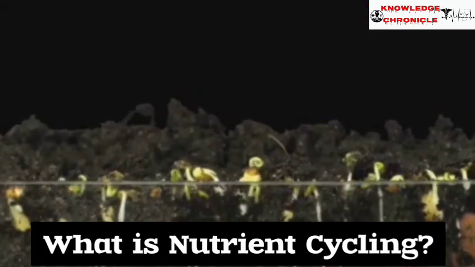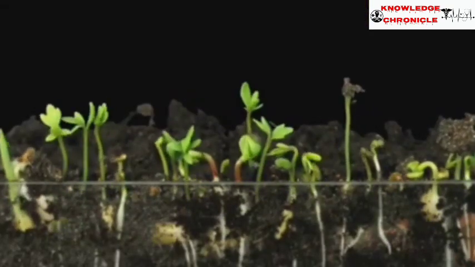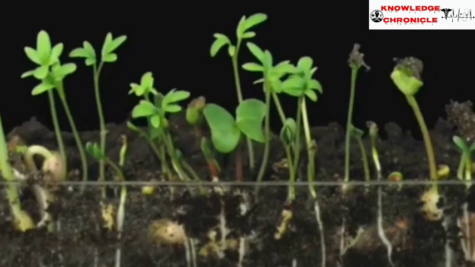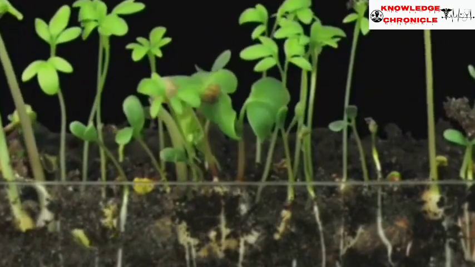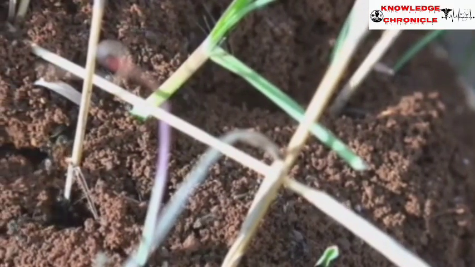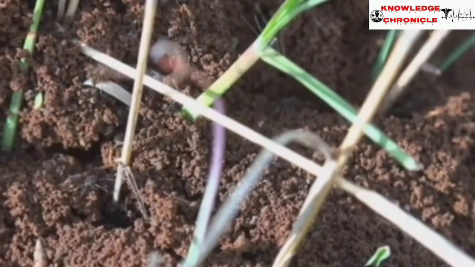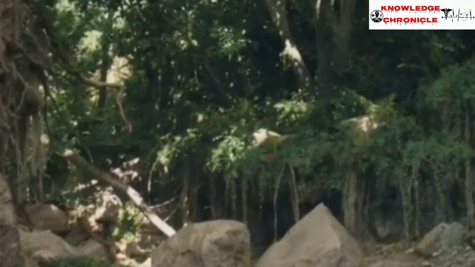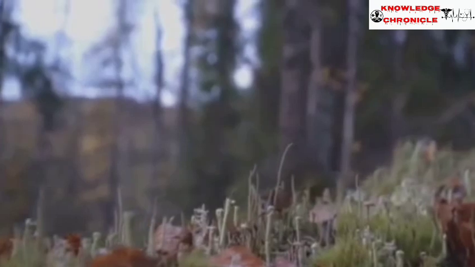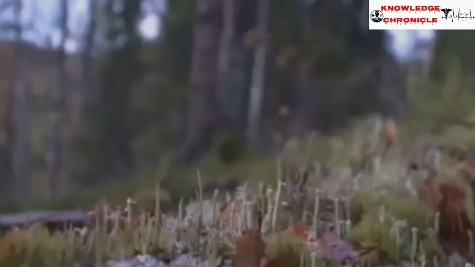Every living organism, whether it's a plant, an animal, or even bacteria, needs nutrients to grow, reproduce, and stay alive. Nutrients like carbon, nitrogen, phosphorus, calcium, and others are required constantly. But here's the question: where do they come from again and again? That's where nutrient cycling comes in.